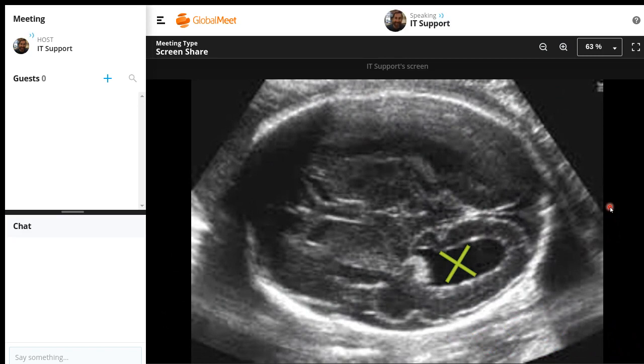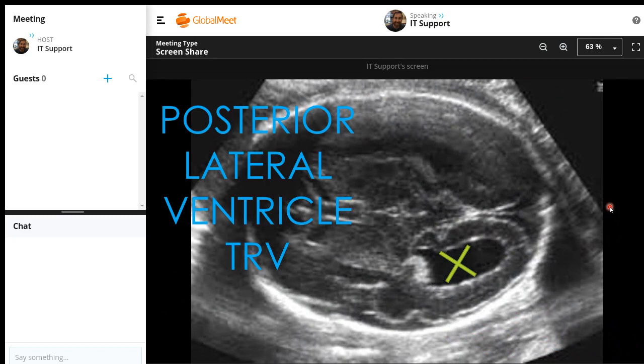So what are we looking at here? This is the posterior lateral ventricle. Again, we're in a transverse plane to the head. This area here is what we measure when we're measuring the ventricles in the brain. We should see this choroid plexus within the structure. This area right here is the very tip of the choroid plexus, but this is the posterior lateral ventricle.